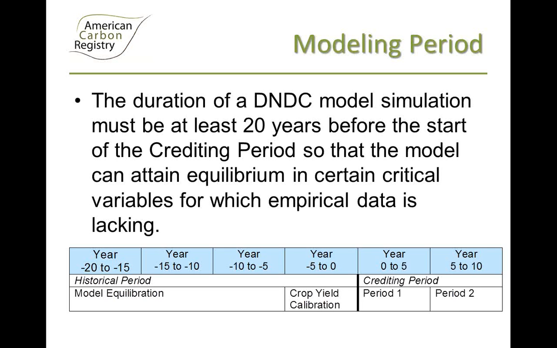Then we move into the crediting phase. So the first year of the crediting period, you'll do a 21-year simulation. And then you'll calculate the emission reductions for that first year period, for that year 21, so to speak.